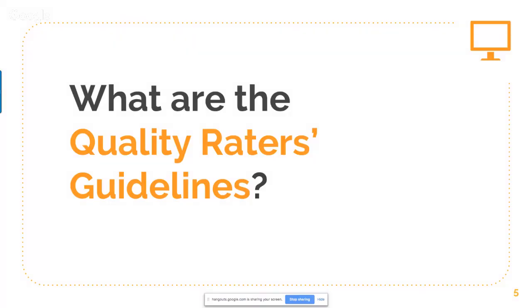Just briefly, we'll talk about what the quality raters guidelines are. Most of you have probably heard of these guidelines by now. I feel like last time we did our webinar, this was kind of news to a lot of people, that these guidelines exist and that there's such good information in there. I'm not going to go over a complete recap of what they are because in part one, we talked about that.